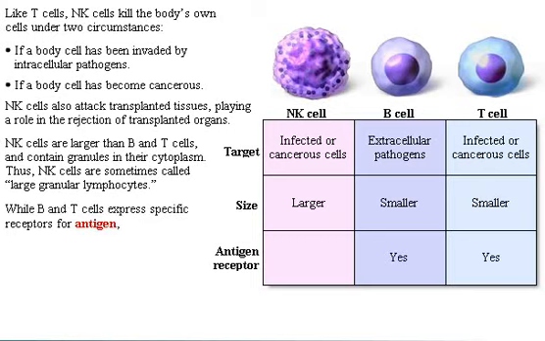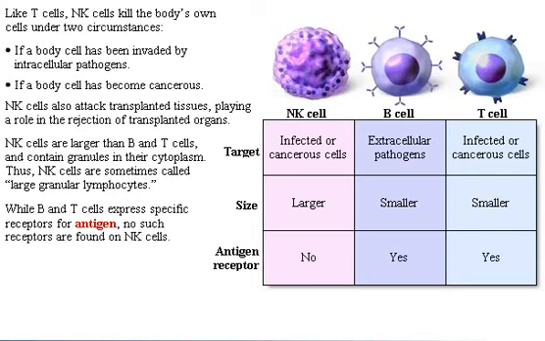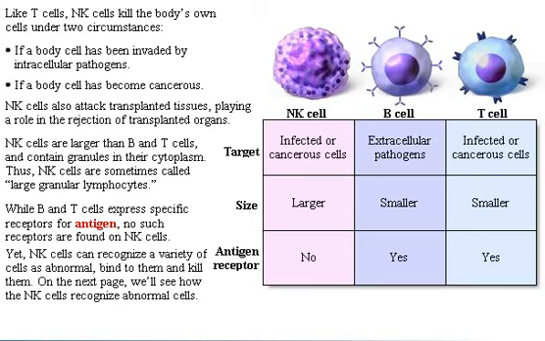While B and T cells express specific receptors for antigen, no such receptors are found on NK cells. Yet, NK cells can recognize a variety of cells as abnormal, bind to them, and kill them. On the next page, we'll see how the natural killer cells recognize abnormal cells.